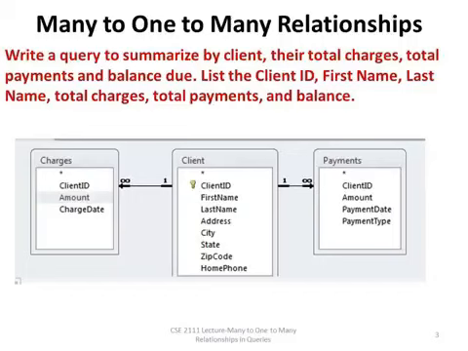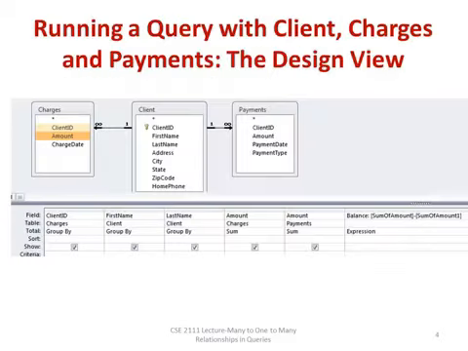Here we want to write a query to summarize by client their total charges, total payments, and balance due. We want to list the client ID, the first name, the last name, the total charges, the total payments, and the balance. Now, if you would want to do this, you would pull up the three tables that you needed. I want to list all of my clients, so I'd have an outer join relative to the client table between the client and the charges, and an outer join relative to the client table between the client and payments table.